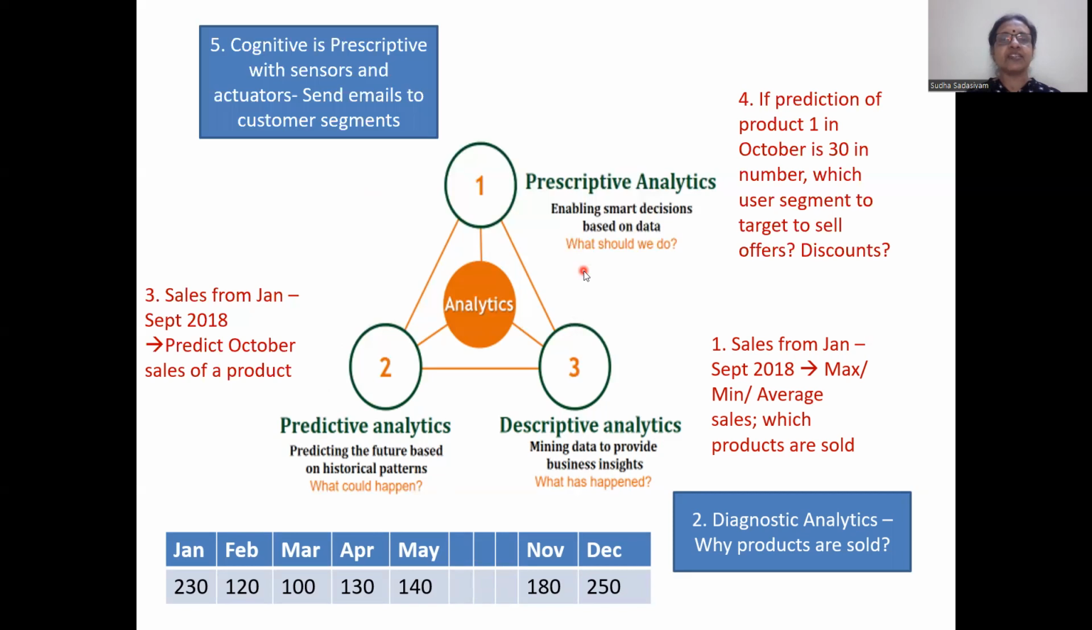The last type of analytics is cognitive analytics. Cognitive analytics is nothing but causing the actions taken by prescriptive analytics to occur by making use of the actuators. Here the action taken is whether we have to offer discounts or whether we have to advertise it to a particular segment of customers. Therefore, to take the actions, emails are sent to the customer segments. So this is how the 5 types of analytics occur and how they differ from one another.